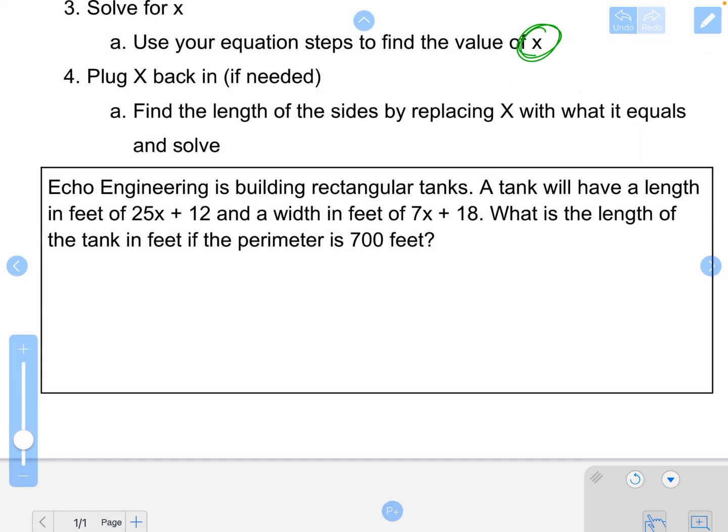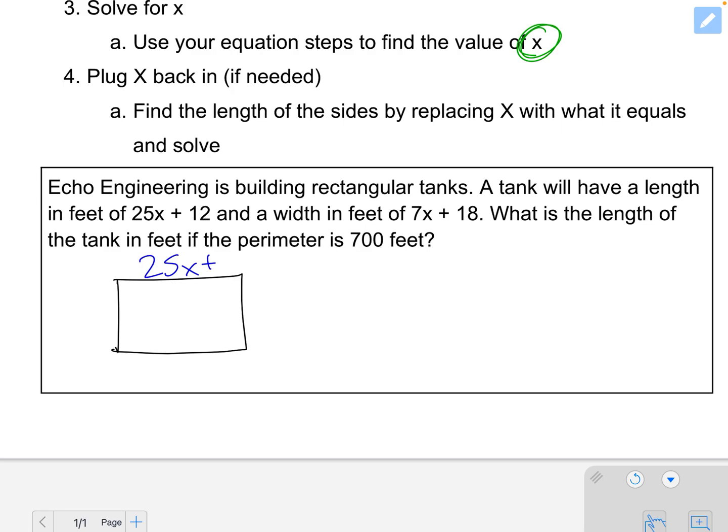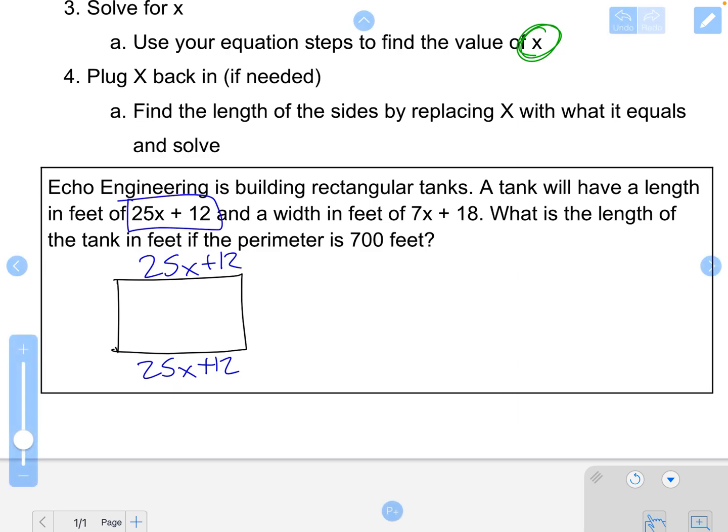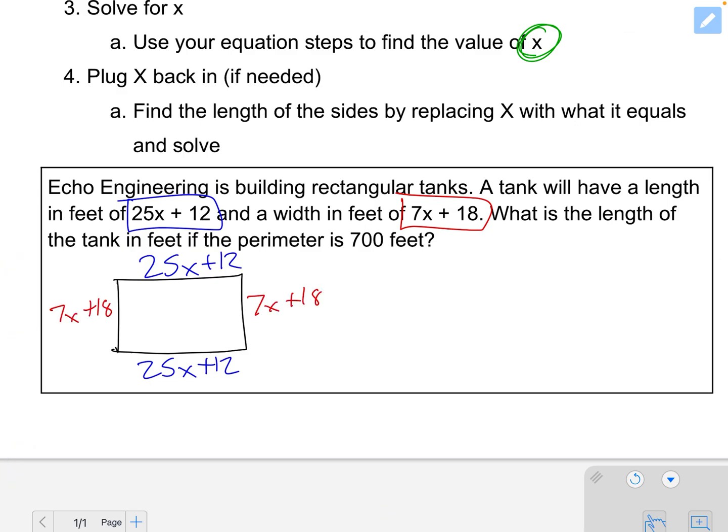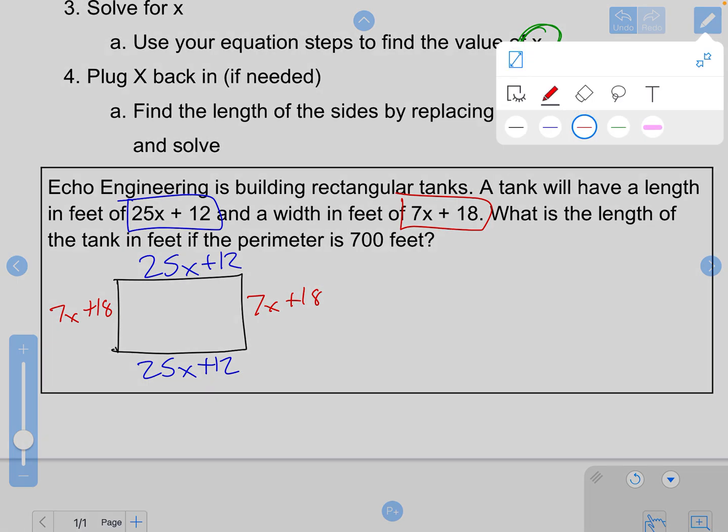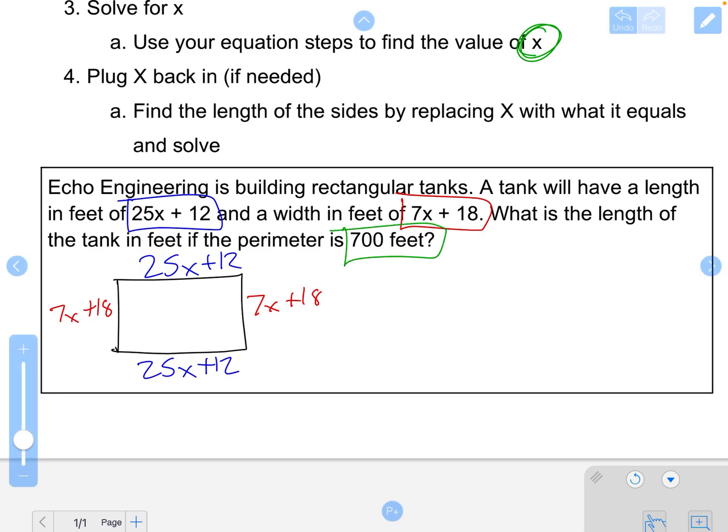Echo Engineering is building rectangular tanks. So that tells me right away that I want to draw a rectangle. A tank will have a length, in feet, of 25x plus 12. So length 25x plus 12, 25x plus 12. So that's that one right there. And it's going to have a width of 7x plus 18 and 7x plus 18. What is the length of the tank if the perimeter is 700 feet?